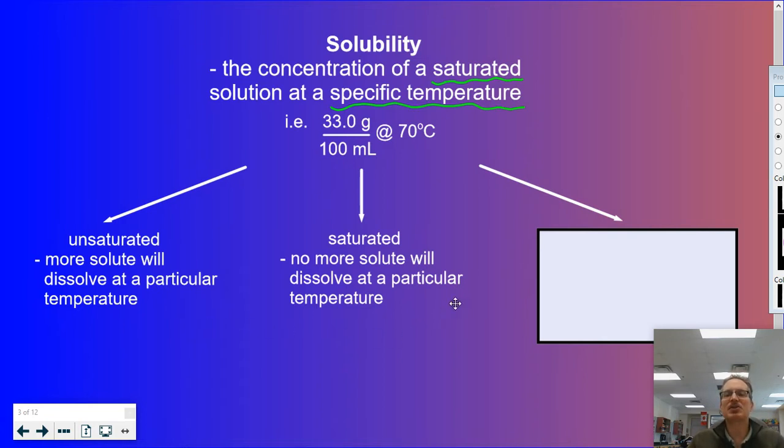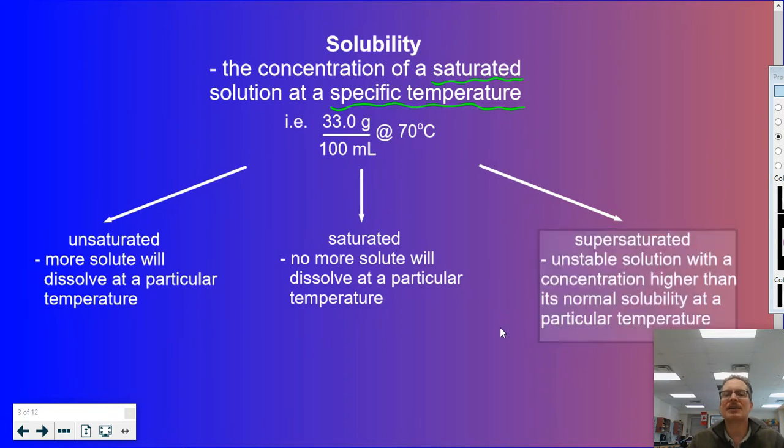Now, there is a special third case, and that is something called supersaturated. Supersaturated, first off, is an unstable solution. This unstable solution has more solute dissolved in that particular amount of water than should be allowed at that temperature. Now, this is not something we can do with iced tea. Iced tea is stable. Iced tea will just fall out of solution. We can't dissolve more in the water than we should be allowed.